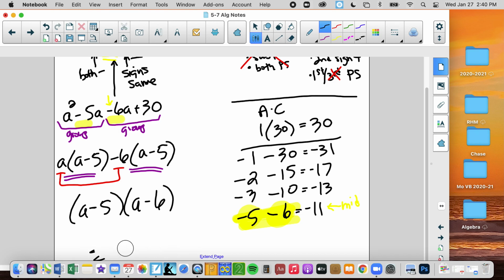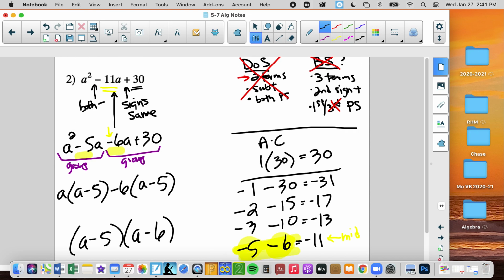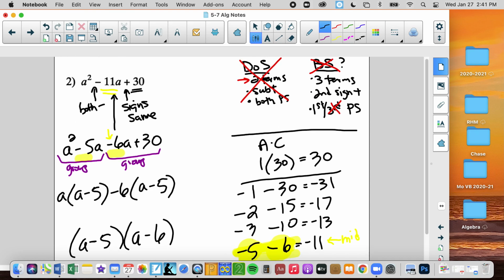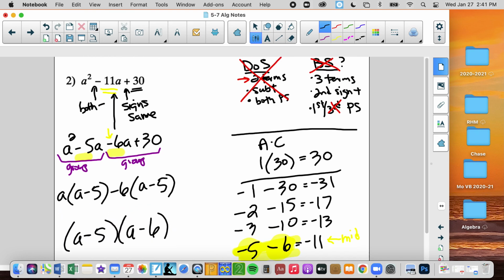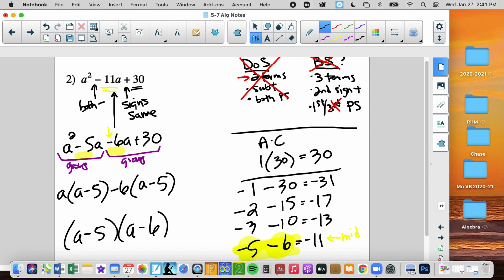So we can erase that. We can erase that. And we can erase that. All right, so when I factor this trinomial, a squared minus 11a plus 30, those are the two binomials that produced that trinomial. a minus 5 times a minus 6 will give me a squared minus 11a plus 30.